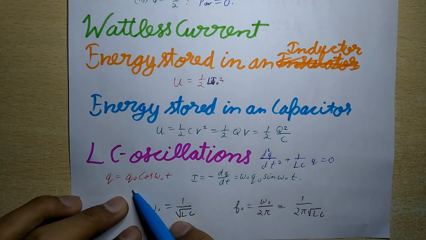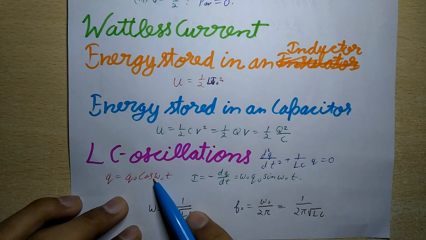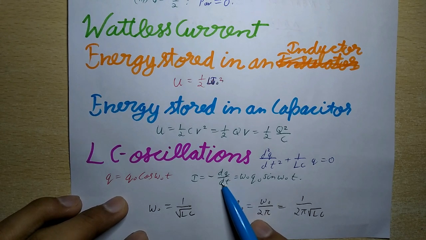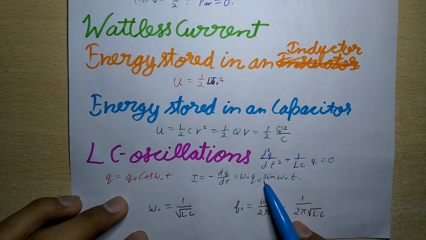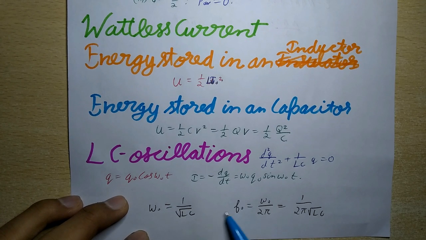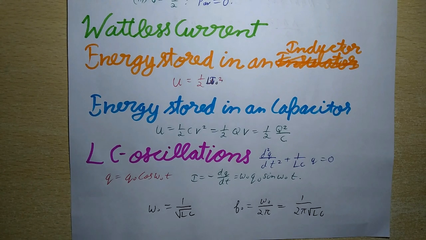So instantaneous charge q equals q naught cos omega t, and instantaneous current I equals minus dq upon dt, which equals omega naught q naught sin omega t. And the angular frequency of free oscillations, omega naught, equals 1 upon under root LC. And the frequency of free oscillations f naught equals omega naught upon 2 pi, equals 1 by 2 pi under root LC. The energy in the LC circuit oscillates between the capacitor and the inductor, but the total energy remains constant.